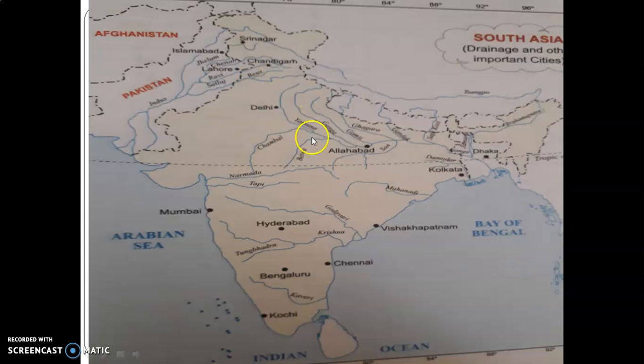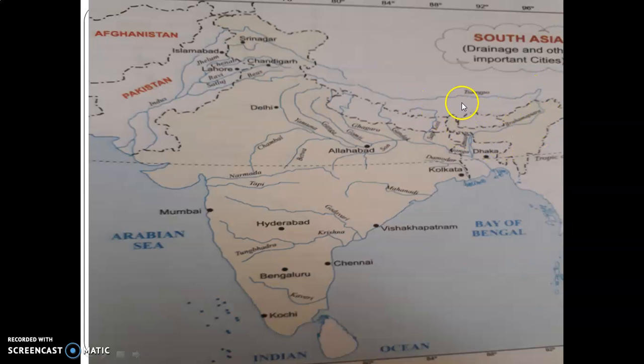And then we have Ganga, the next perennial river, and there are different tributaries. Now toward this, Chambal, Betwa, we can say these are the right bank tributaries of Ganga, and Gomti, Ghaggar, these are the left bank tributaries of Ganga. Brahmaputra enters India from the northeast part of India, from Arunachal Pradesh.